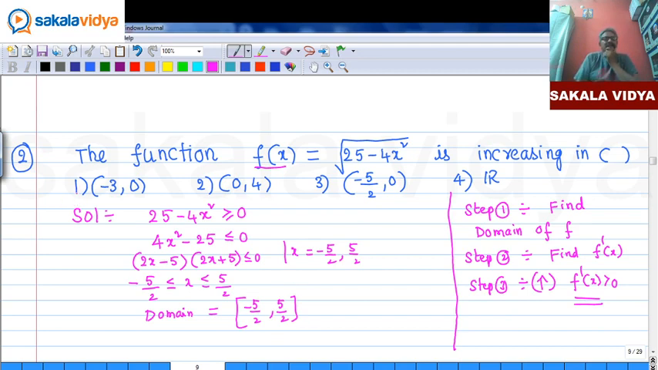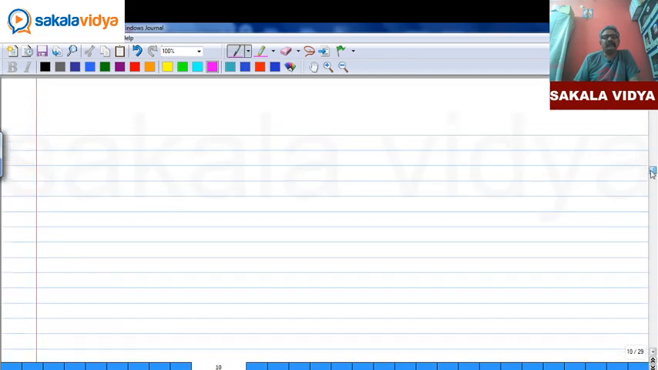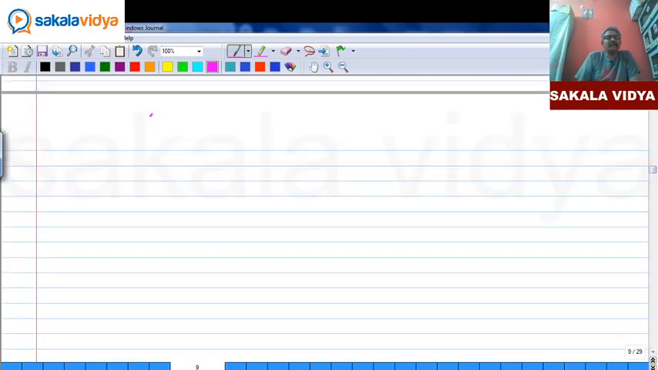It's very clear first option is not correct, second option is not correct, fourth option is not correct, only third option will be the right option. I will show you, third option will be the right option here. So now first step has been completed. Now let us come to the second step. Second step means f of x equals root of 25 minus 4x square. Let us find f dash x.